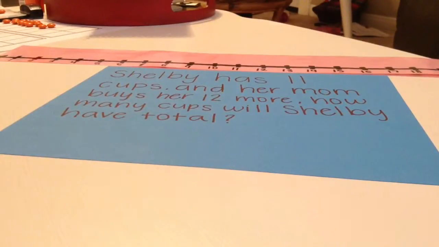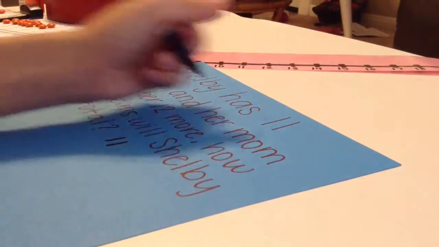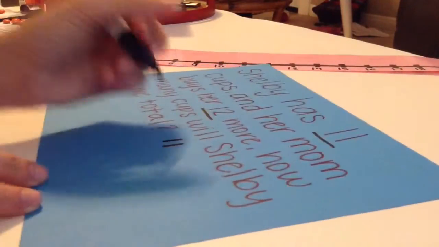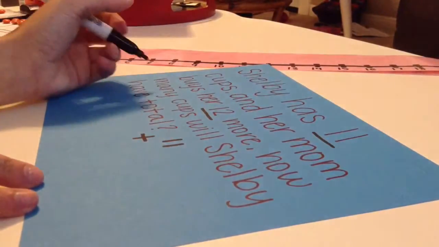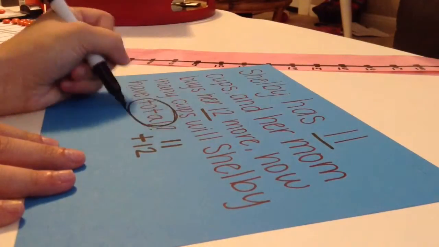Now that we've reviewed, I have this word problem for us. And so it says, Shelby has 11 cups and her mom buys her 12 more. How many cups will Shelby have total? So what we're going to do here is we're going to add the 2. And so it says that we have 11 cups, so 11. And then we buy her 12 more, or Shelby's mom buys her 12 more. So we're going to add 12. Because it says how many cups will she have total.